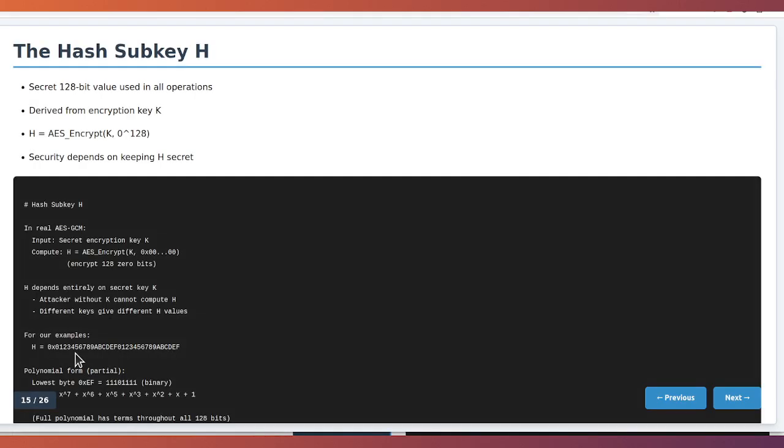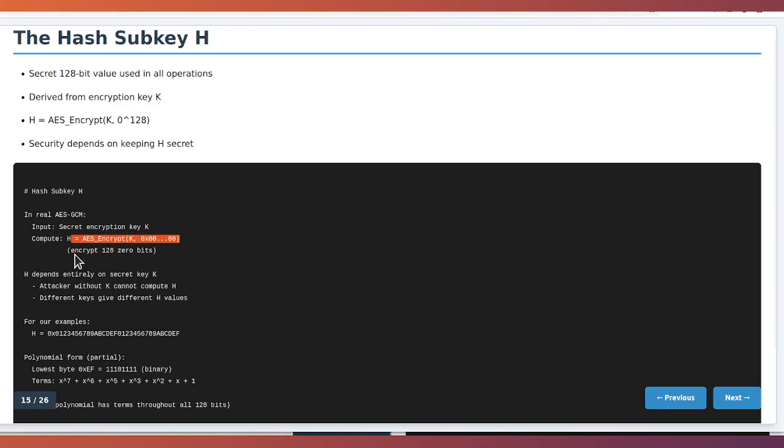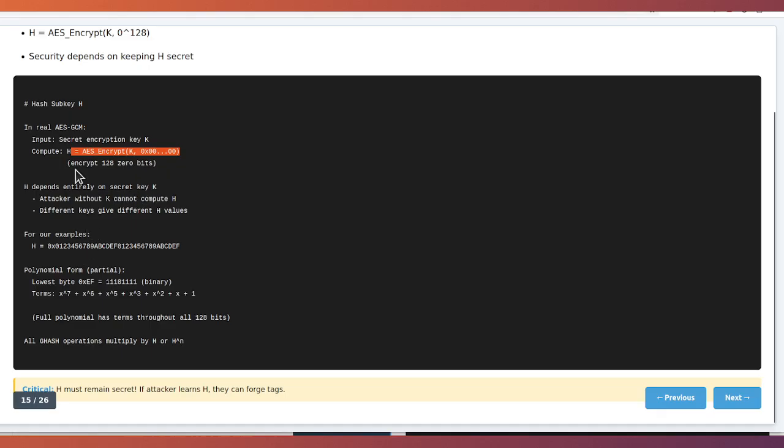The hash subkey H. In GHASH, the hash subkey H is a secret 128-bit value that serves as the cryptographic key for the authentication function. In a real AES-GCM implementation, H is derived from the main encryption key. Specifically, H is computed by encrypting a block of 128 0 bits using AES with your secret key. H equals AES encrypt with key K of 0 to the 128th power. This makes H depend entirely on the secret key K. Someone who does not know K cannot compute H.